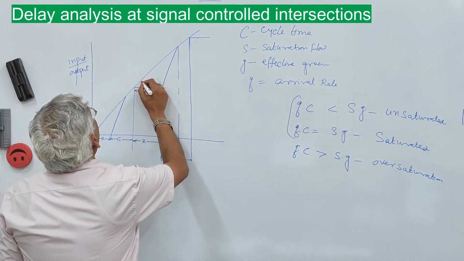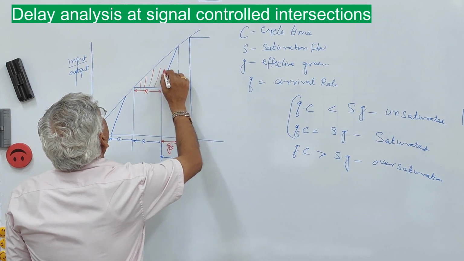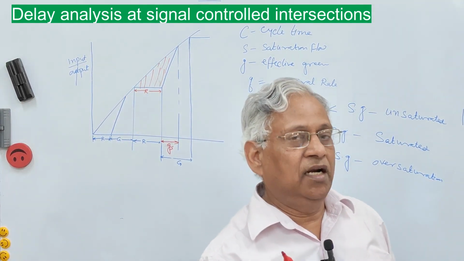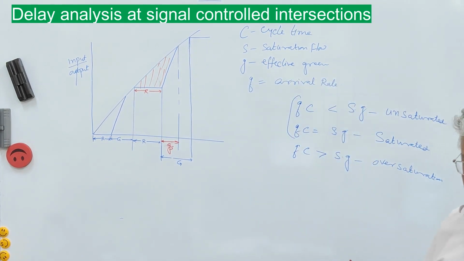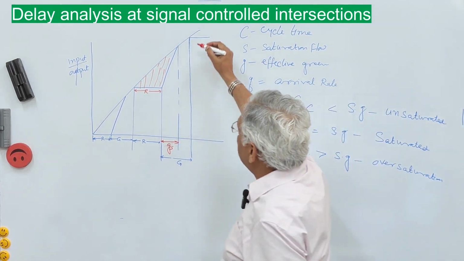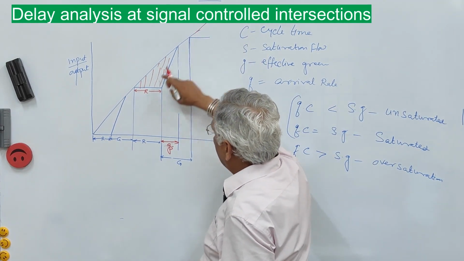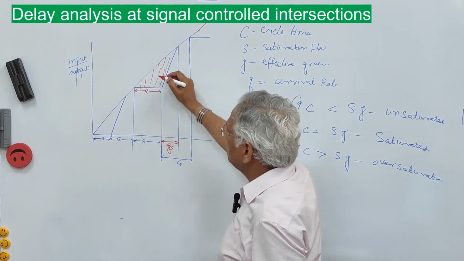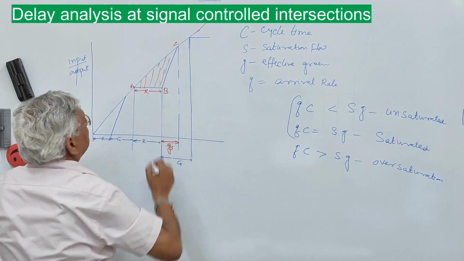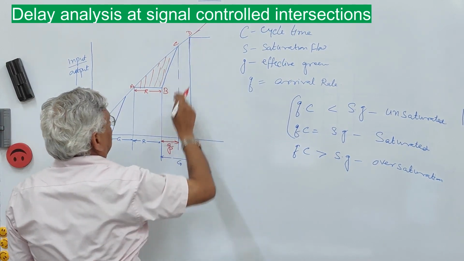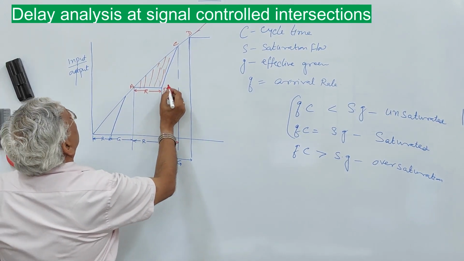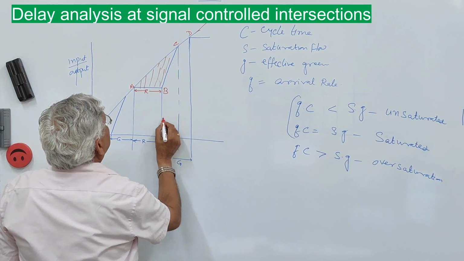And if you want to find out the delay, you basically need to find out the area between the input and output curve. Area between input-output curve is always the delay. So, input is this at the rate of Q, output is this triangle. So, find out the area of this triangle. Let us say A, B, C. D is another point here. CD is unsaturated green. Okay.